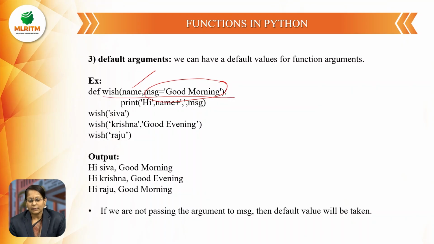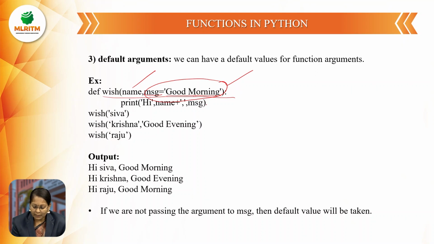Why? Because in the function definition only we are giving some value to some argument. So here message, msg, is an argument. Here only we are giving the value to message, good morning. So this is the default argument. If we do not pass any value to message, by default it will display this good morning message.